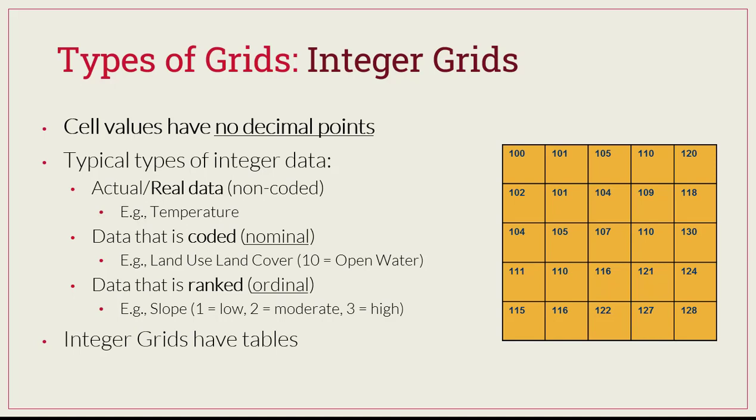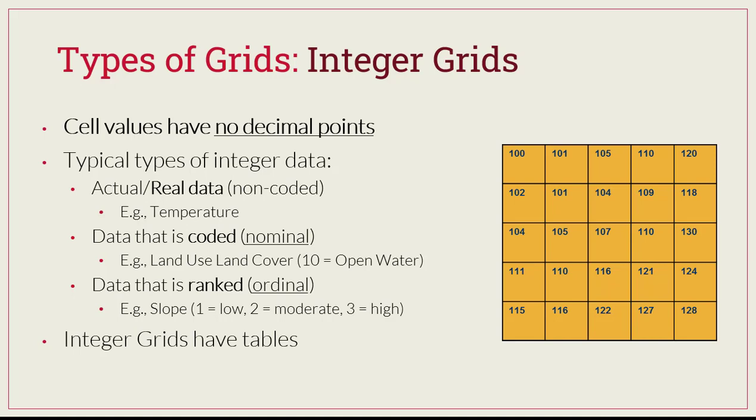The data can be coded values where the number that's in there represents something else. So the example there would be our land cover, like we've seen with NLCD, where each number represents something else. It's coded to be something else. You can also have data that is ranked.